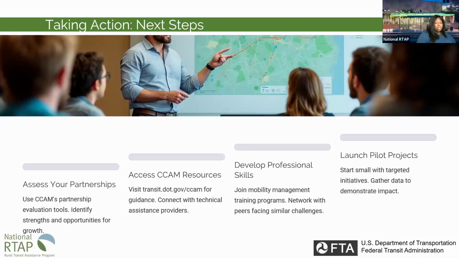You can simply just type in Google or type in your search bar transit.dot.gov/CCAM. They have a whole inventory where you can see what type of partnerships have been made. And although they are on a higher level, you can scale those down into a local level. And also, you want to develop those professional skills. Look at joining a mobility management training program.